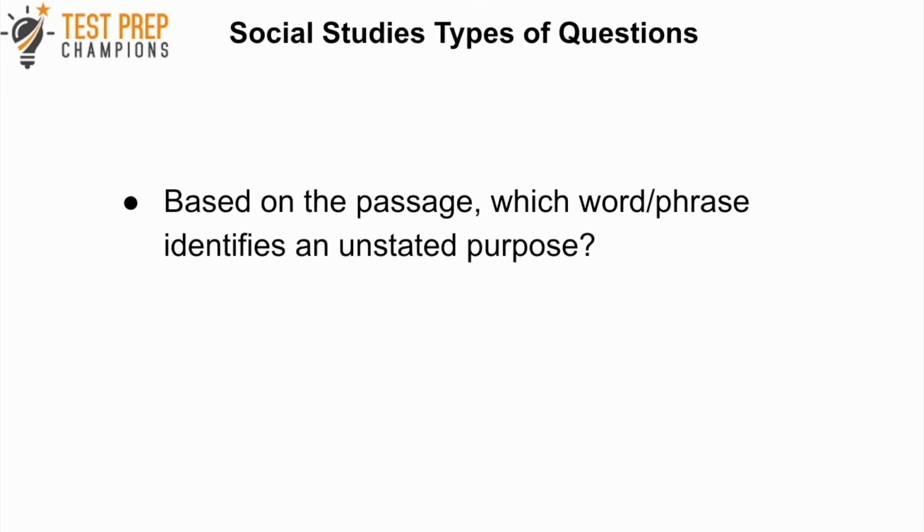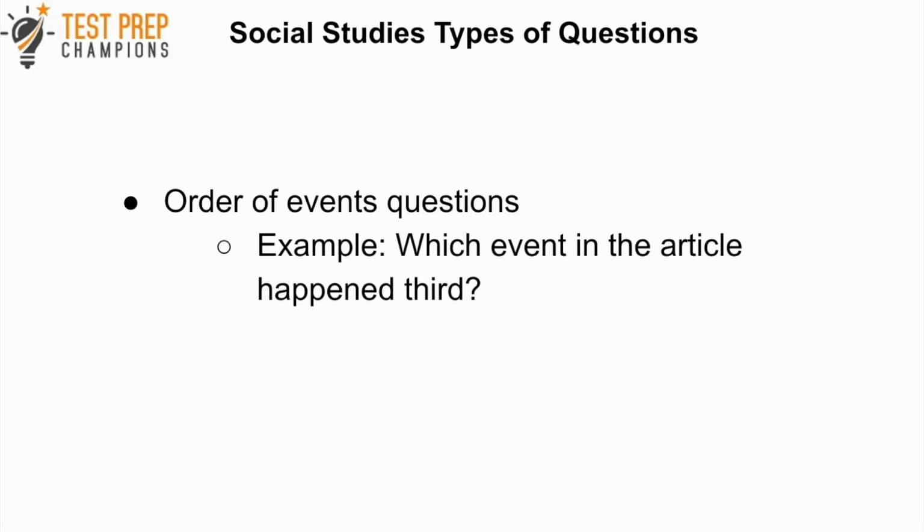Another question type is based on the passage, which word or phrase identifies an unstated purpose? In this question type, the author's purpose for writing a passage isn't spelled out directly, so you'll have to figure out what it is. You might also get order of events questions. So for example, you'll have to read an article and then answer something like, which event in the article happened third?